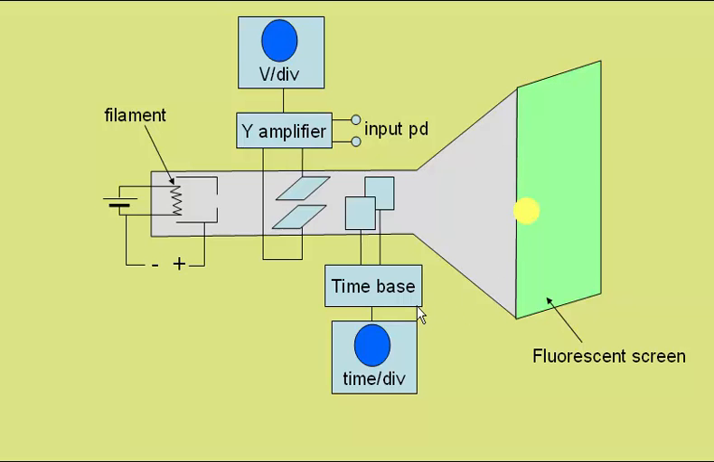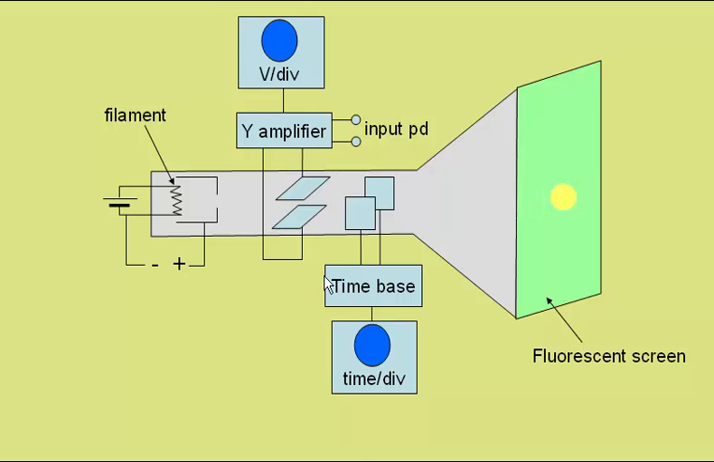However, as I said before, what the time base does is steadily draw the stream of electrons across the screen and then suddenly bring them back. So we end up with this sort of situation. The electrons are drawn across the screen, come back. If this is done fast enough, we get a line rather than just a dot.